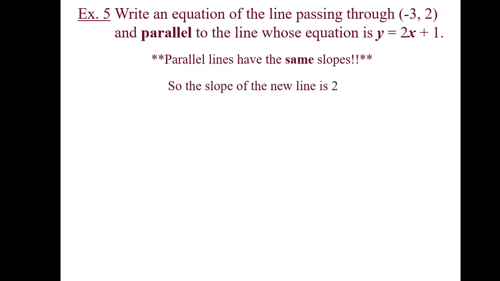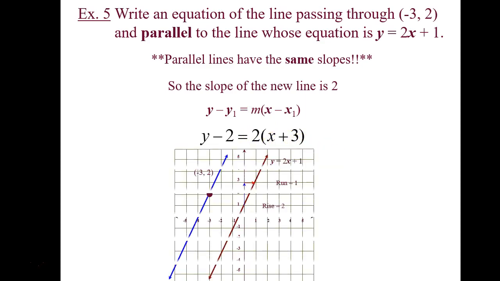So I'm going to put it all together in point-slope form. So we've got y minus 2, that's the y-coordinate, equals 2, that was the slope because they had to be the same, times x minus -3 or x plus 3. So here's a picture. The line, it looks like in purple, is the original line. The line in blue is my new line, so you can see that they are parallel.